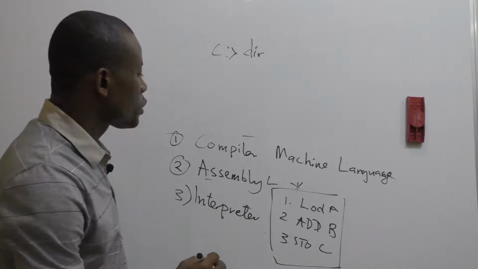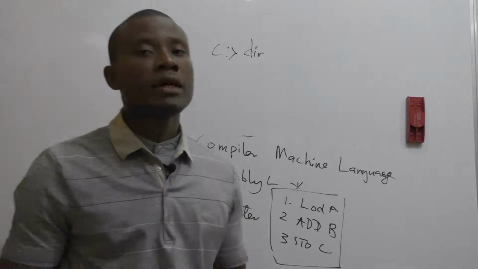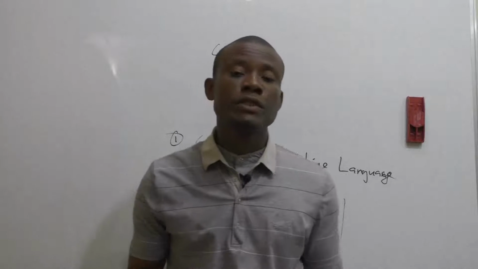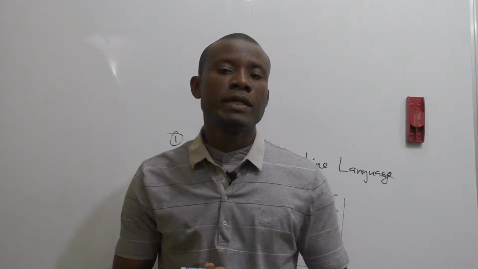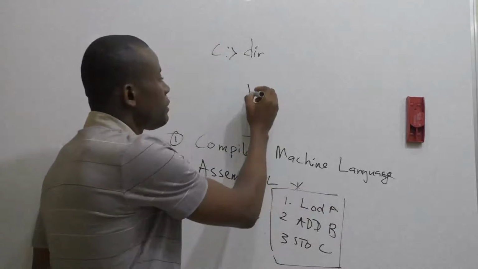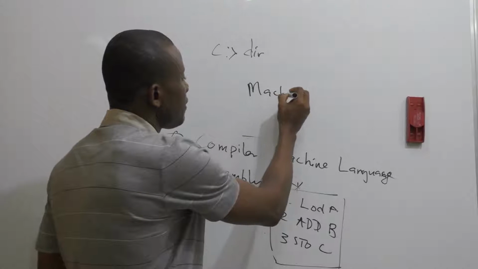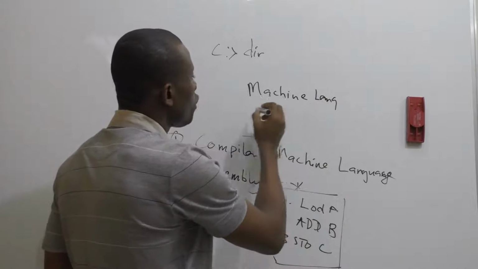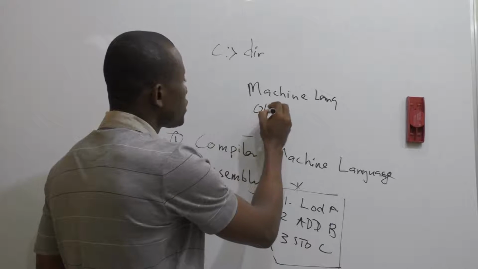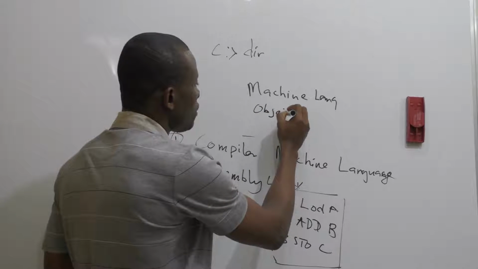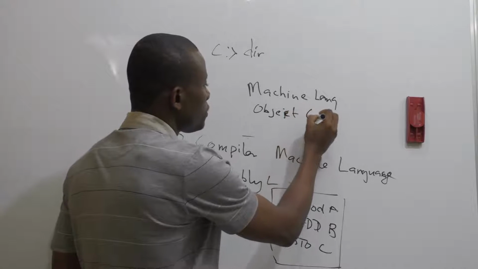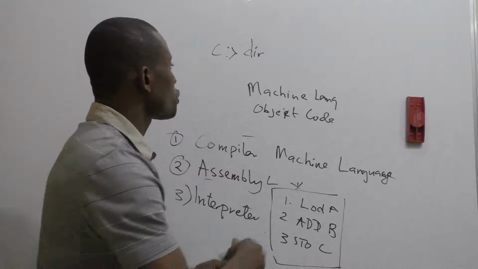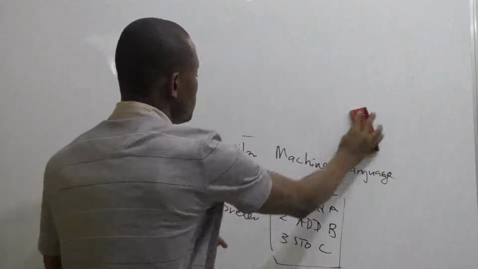Sometimes this machine language, you never get to see it. It's a representation that is used internally by the computer. Sometimes the machine language that is generated is also called object code. And the high-level language written by the programmer is called the source code. I think you need to get this correctly.